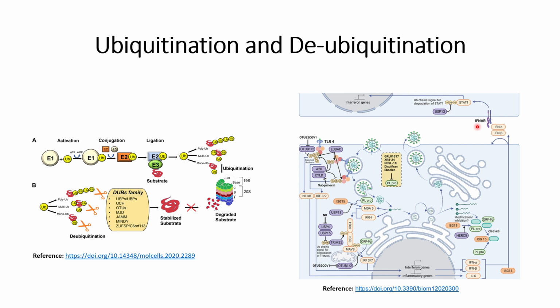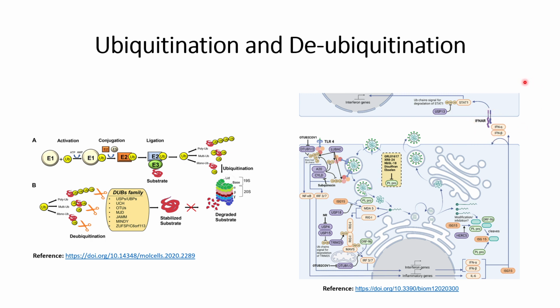So when this IFNAR is expressed on the cell surface, it can detect the SARS-CoV-2 virus and release autocrine and paracrine signals, and this can be initiated whenever the cells get infected with the virus. This is how the de-ubiquitination or ubiquitination process is linked with activating the innate immune system.